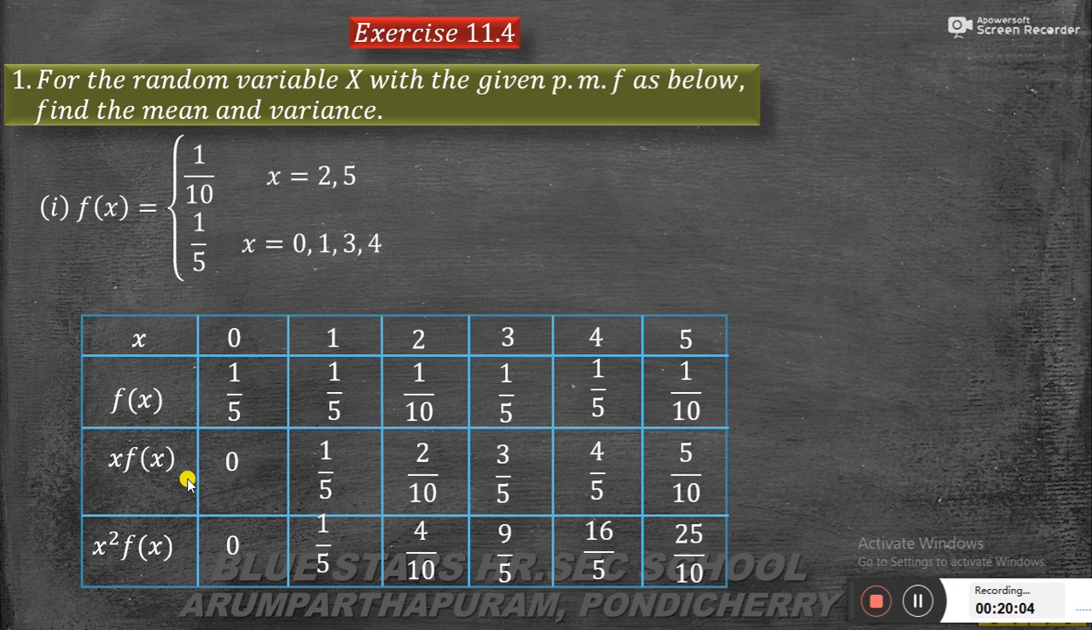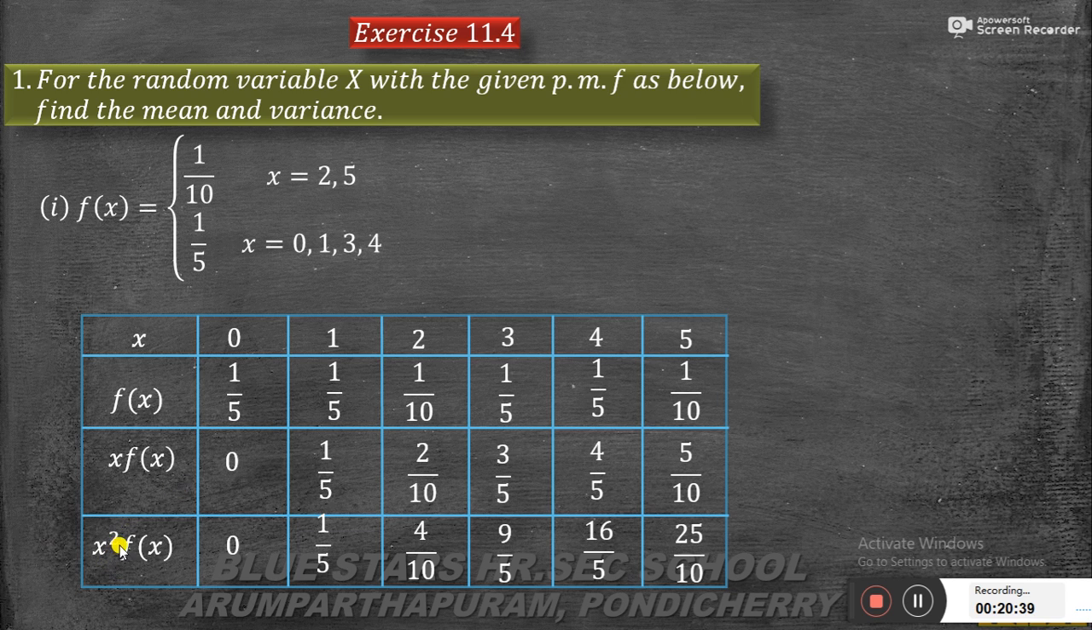So now x f of x. I multiply each x value by its corresponding f of x value. 0 into 1 by 5 is 0, 1 into 1 by 5 is 1 by 5, 2 into 1 by 10 is 2 by 10, 3 into 1 by 5 is 3 by 5, 4 into 1 by 5 is 4 by 5, 5 into 1 by 10 is 5 by 10. This is the x f of x.